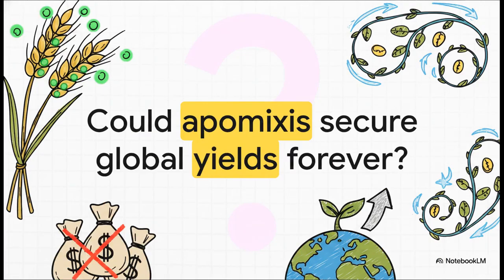I want to leave you with a provocative thought that links all this exam material straight back to the real world. Think about this. Farmers currently spend billions buying hybrid seeds every single year because those great hybrid traits don't pass down normally. But what if we could genetically engineer our vital crops to utilize apomixis? If we could perfectly clone their high-yield traits through seeds without fertilization, could we eventually harness this mechanism to permanently secure global food yields without ever needing to buy new hybrid seeds? It's a massive question for the future of biology.